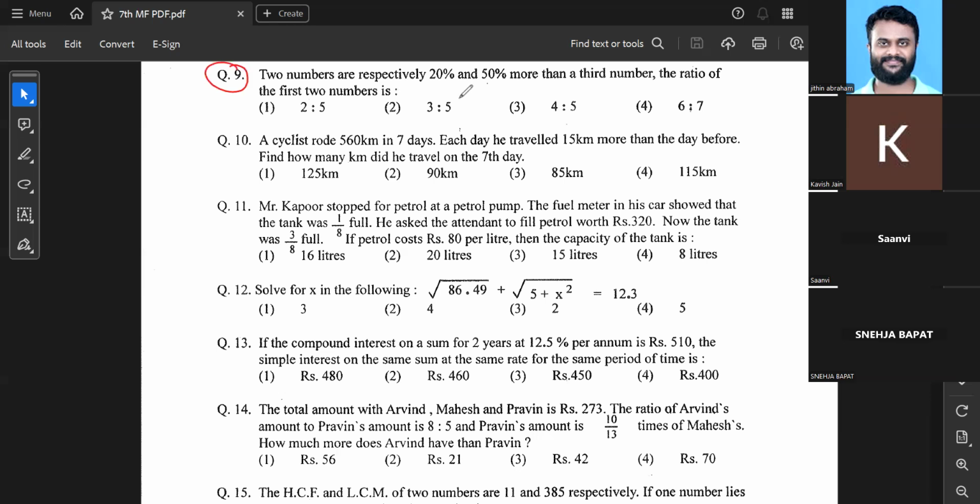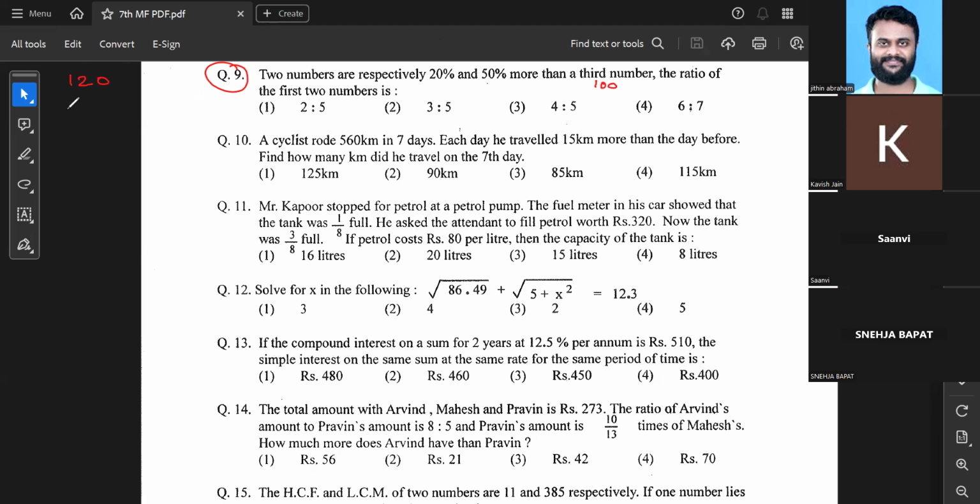Two numbers are respectively 20% and 50% more than the third number. The ratio of the first two numbers is how much? Okay, so let me say the third number is 100. Simple logic. The first number is 20% more than 100, which means 120 it is, the first number.